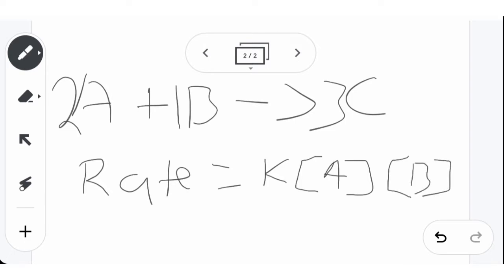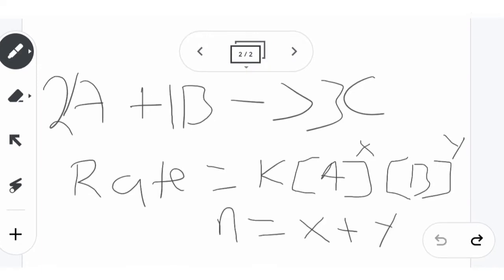Then A is going to be raised to the power x. Then B is going to be raised to the power y. x and y are the reaction orders. They are called reaction orders. k is the rate constant. Then the overall order of this reaction can be calculated by adding x plus y. So this is how you calculate the overall order of this particular reaction.